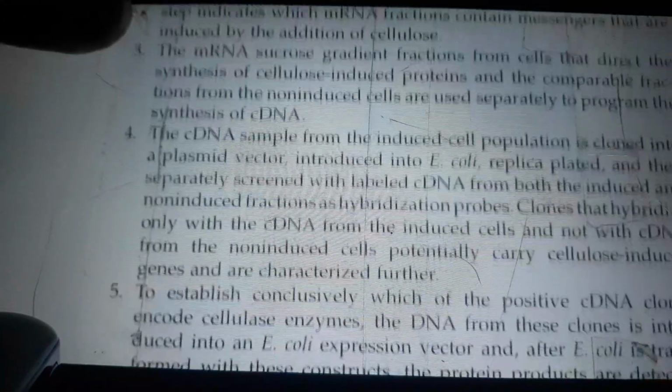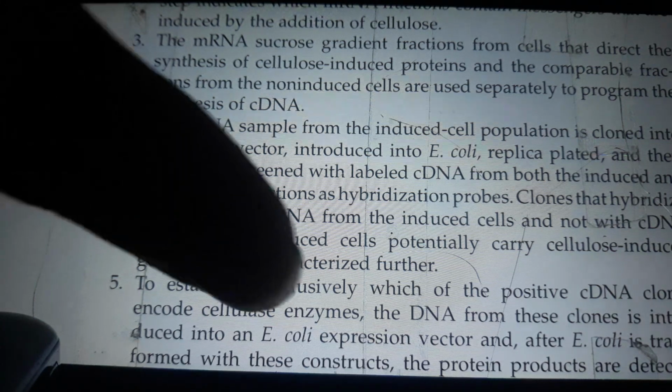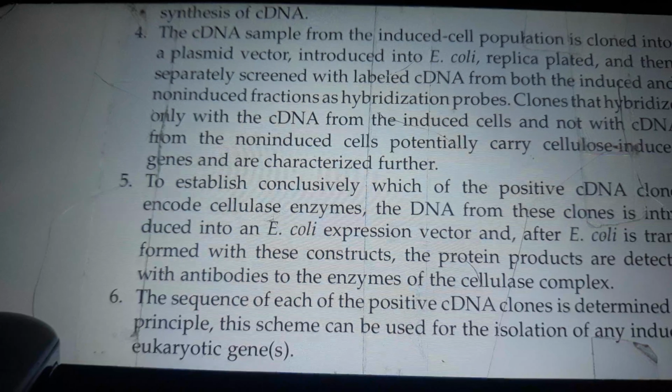The mRNA sucrose gradient fractions from cells that direct the synthesis of cellulose-induced proteins, and the comparable fractions from the non-induced cells, are used separately to program the synthesis of cDNA. The cDNA sample from the induced cell population is cloned into a plasmid vector, introduced into E. coli, replica plated, and then separately screened with labeled cDNA from both the induced and non-induced fractions as hybridization probes.